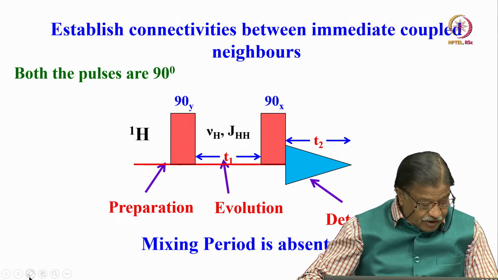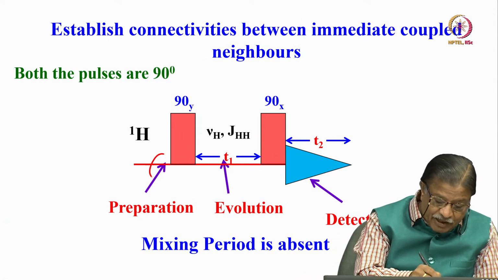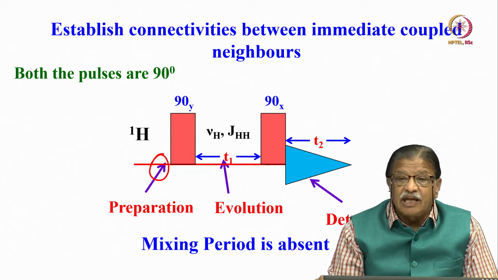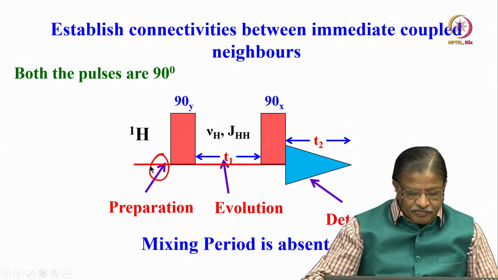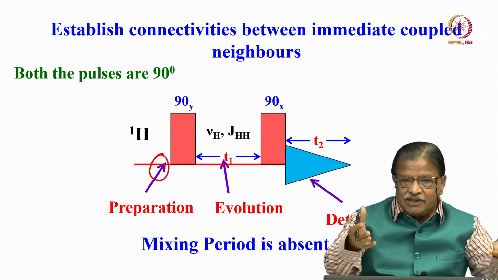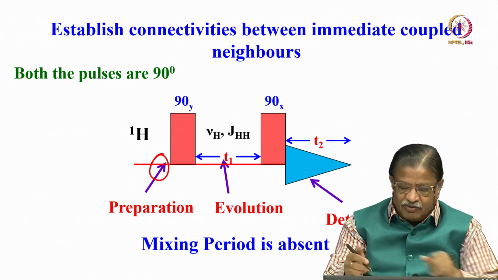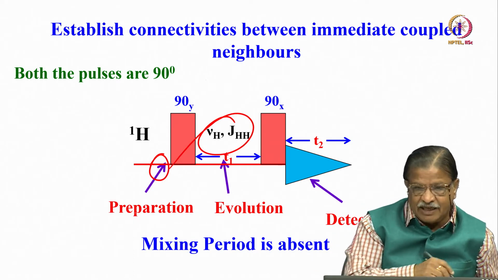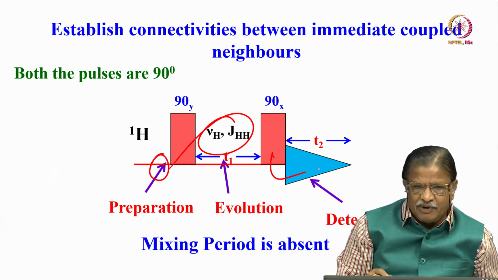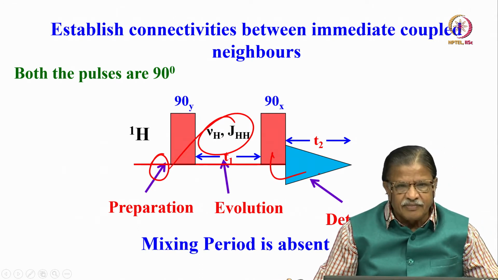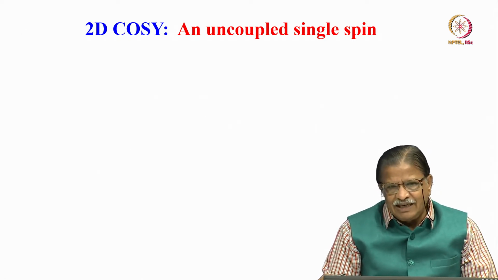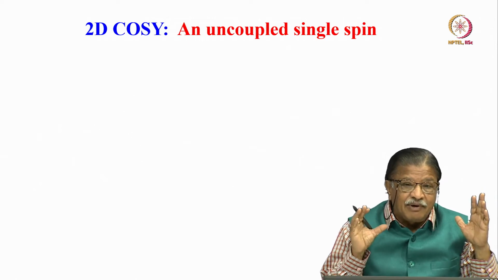Okay. Now, from our understanding, we know this is a preparation period, because this is the period under which we wait for the spins to attain thermal equilibrium. It comes to thermal equilibrium, and then this is the evolution where spins transfer their polarization, the information content of one spin is transferred to the other. That is what we are going to get the information. Here the polarization transfer takes place during the evolution period, and then we apply a detection pulse and start collecting the signal.